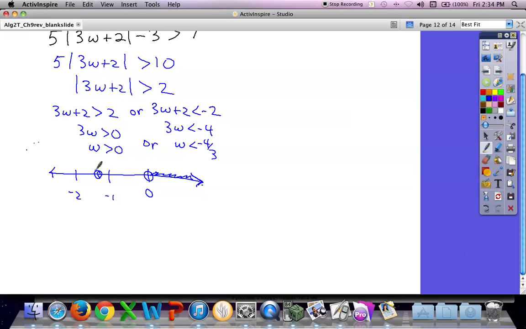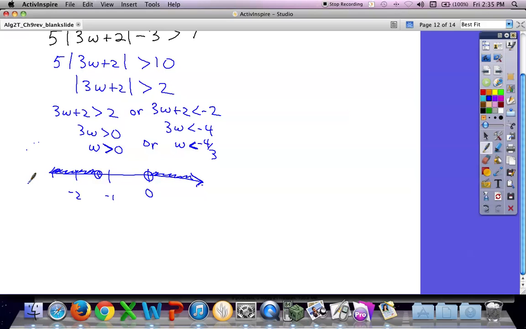So I'm going to make open circle and shaded which side? To the left. Remember, when these are solved with the variable on the left, then the sign is like pointing you the direction of the shading. So W greater than 0, go that way. W less than negative 4/3, the arrow's pointing that way, shade that way.